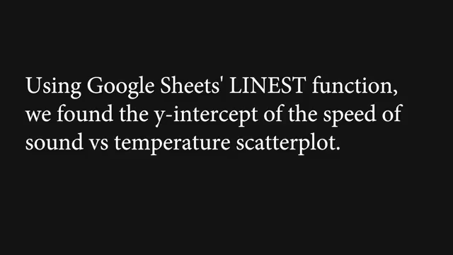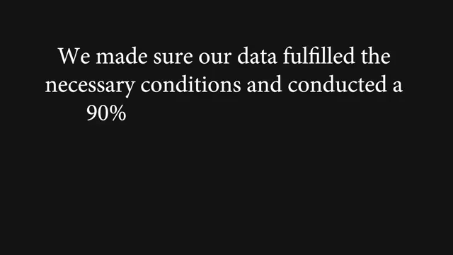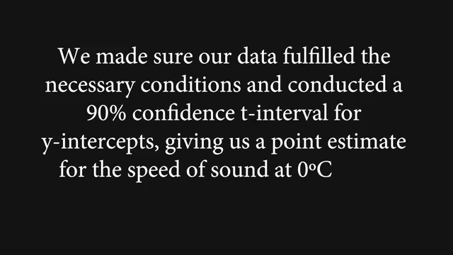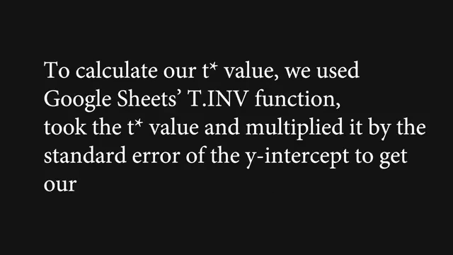Using a Google Sheets LINEST function, we found the y-intercept of the speed of sound versus temperature scatter plot. We then made sure our data fulfilled the necessary conditions and conducted a 90% t-interval for the y-intercept, giving us a point estimate for the speed of sound at 0 degrees Celsius and a margin of error. To calculate the critical t-value, we used a Google Sheets t-interval function, took the critical t-value and multiplied it by the standard error of the y-intercept to get our margin of error.